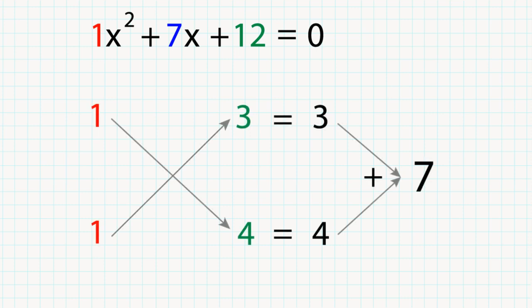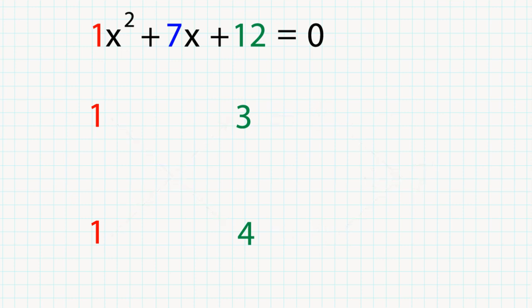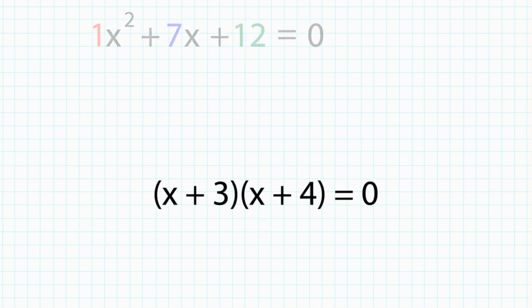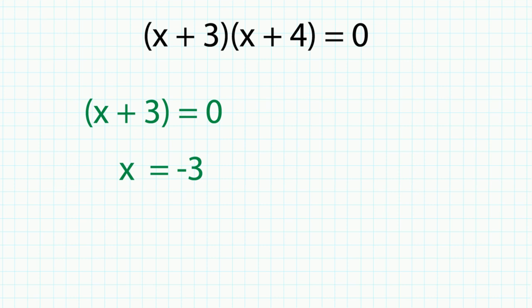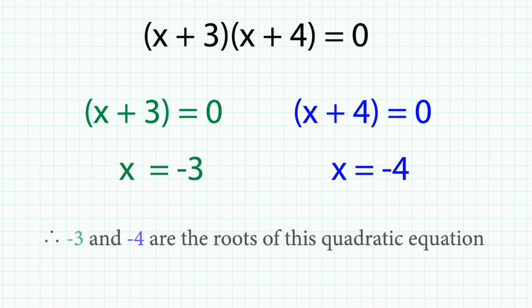Now once you've got the correct combination, this is how factorization is done. Since the product of two brackets is equal to 0, one of the two must be 0. So if x plus 3 is equal to 0, then x becomes negative 3. And if x plus 4 is equal to 0, then x is equal to negative 4. Therefore, minus 3 and minus 4 are the roots of this quadratic equation.